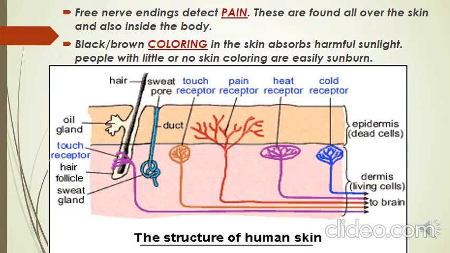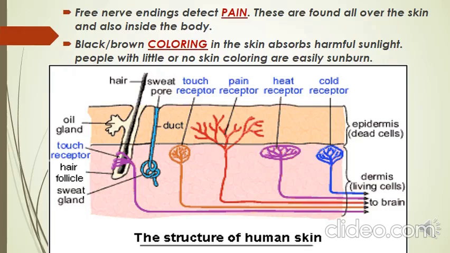Next is the coloring. Students, we have black or brown color. It is very useful for us. Why is it useful? Because it absorbs the harmful sunlight, which may be harmful for our skin. So people with little or no color are easily sunburned. Have you heard about albino people?